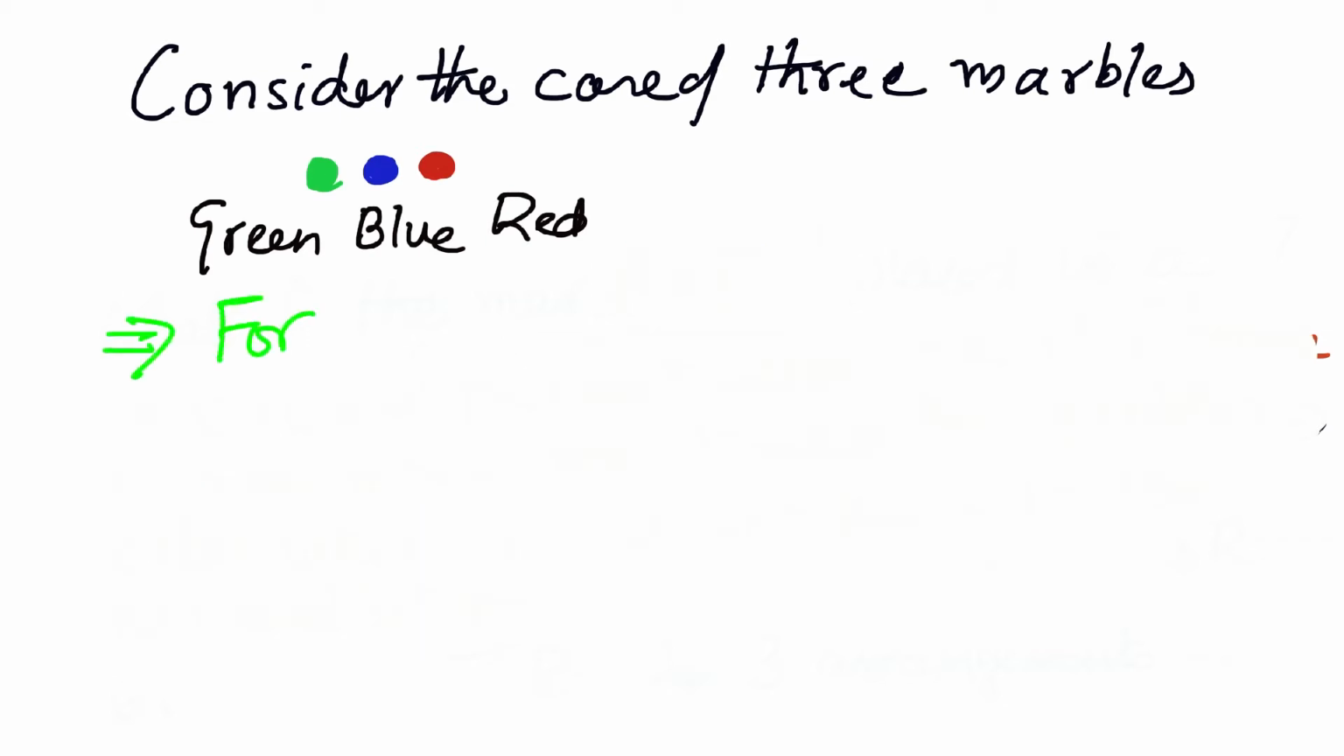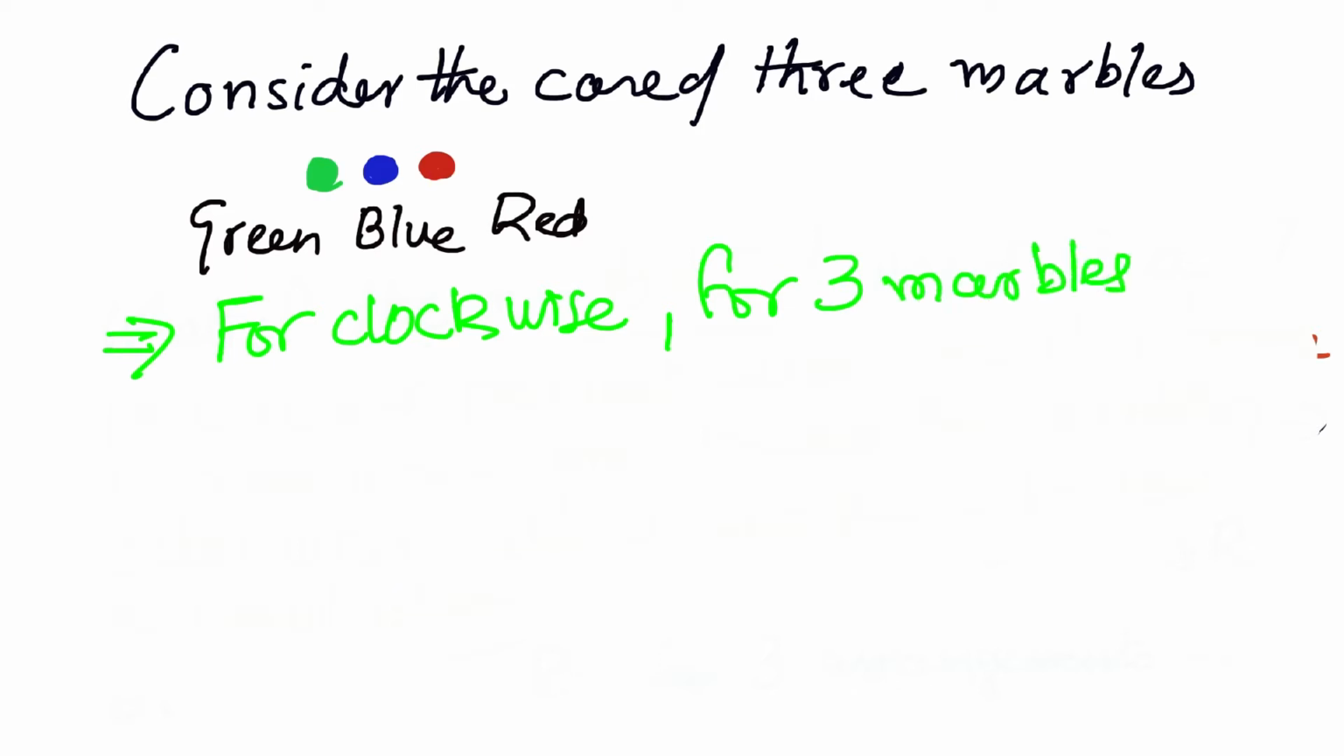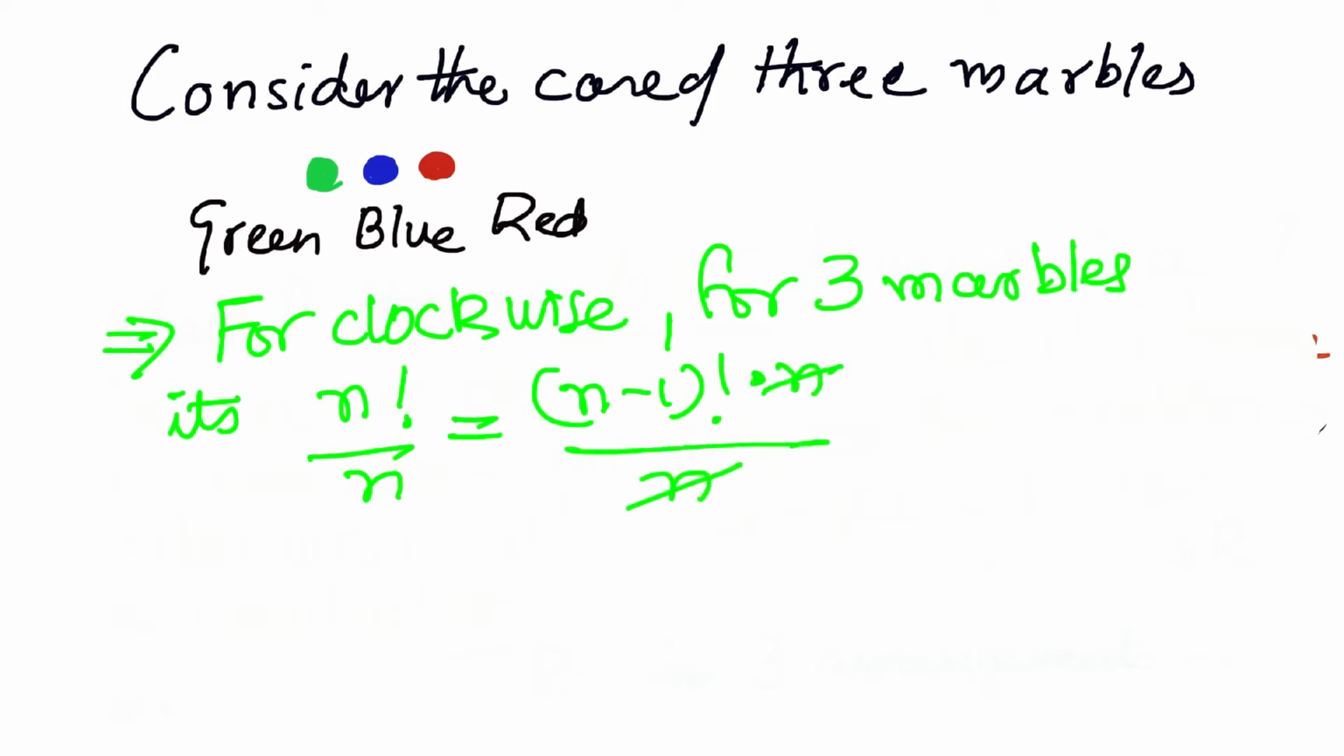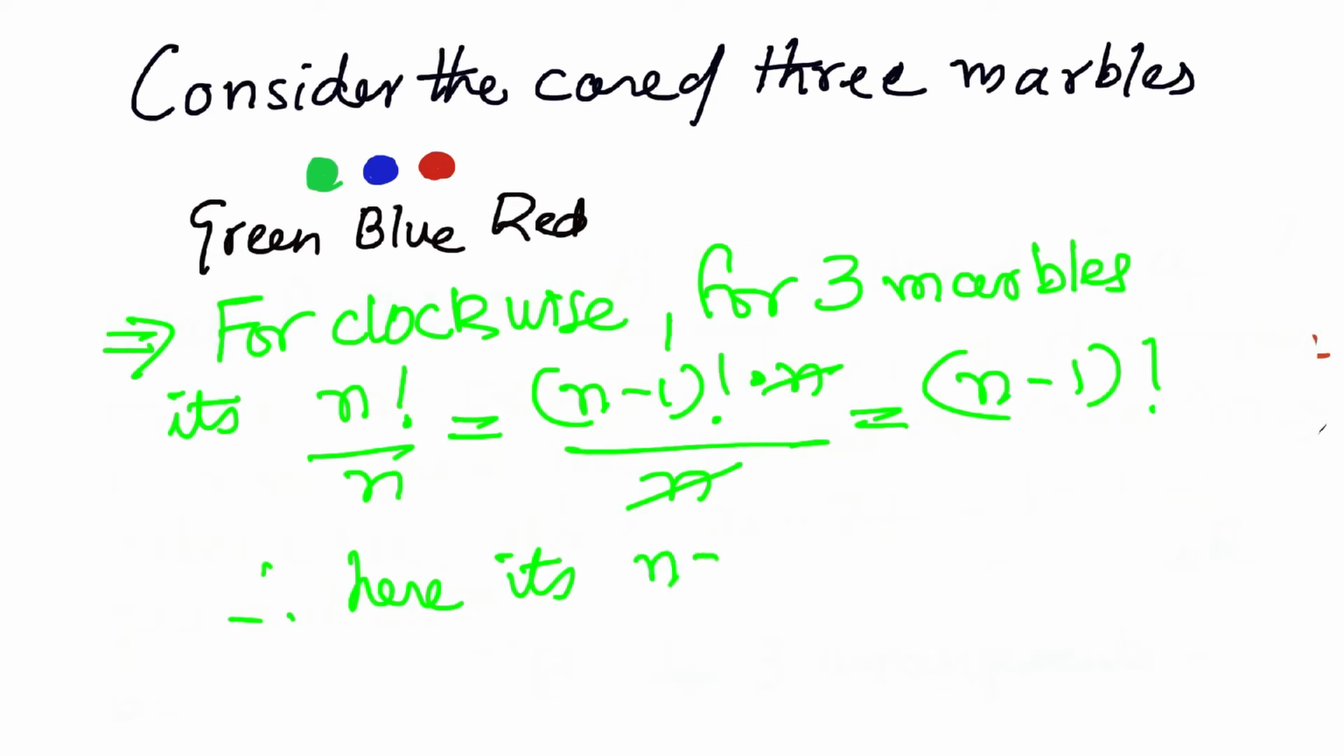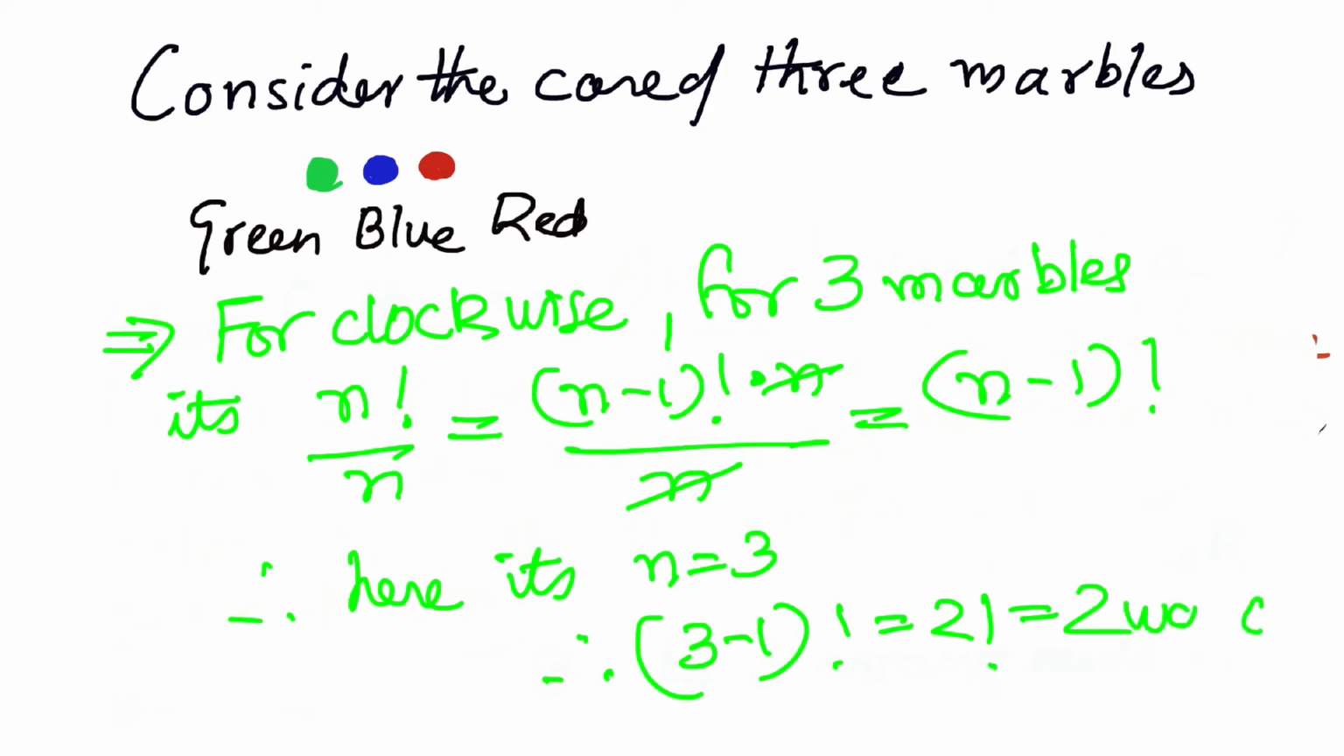So let's look at the formula for a circular permutation. Naturally, we are first taking the clockwise direction. So for the clockwise direction for three distinct marbles, it's n factorial by n, that is n minus 1 factorial times n by n, cancelling out the n, we get n minus 1 factorial. So that's the formula for a circular permutation in a particular direction. And here we have three distinct objects, so n is 3. So the number of permutations is 3 minus 1 factorial, that is 2. That is two ways of arranging the marbles.